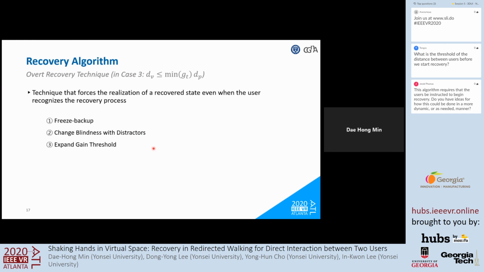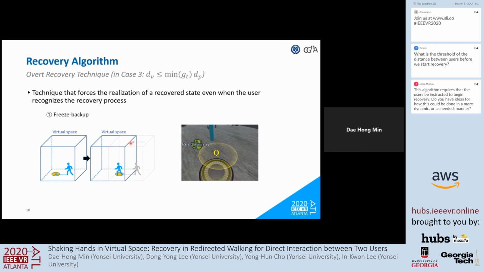First, freeze backup technique is a method to stop the virtual space when the case three condition is satisfied, adjust the user's position, and then resume the virtual space again. The user's position is adjusted to a position that does not satisfy case three. Then it turns to case two, and users can make the recovered state by the recovery algorithm. In the live user experiment, we ordered the user to move over the following virtual object.